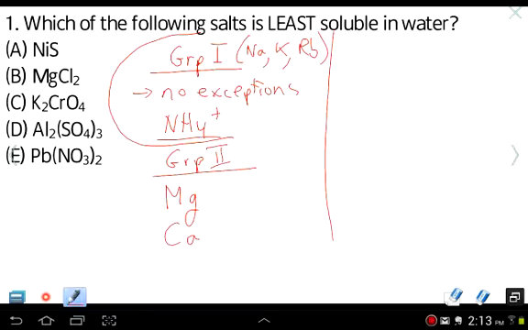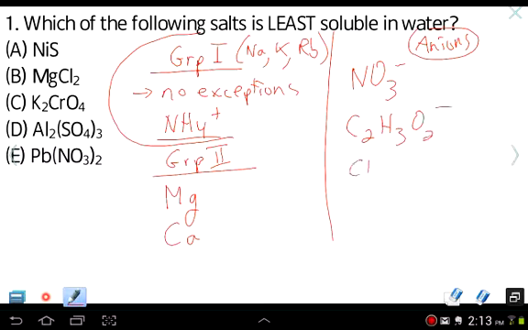On the anionic side, this would be the anions. Very important to remember that nitrates are always soluble. All nitrates without exception are soluble. All acetates without exception are soluble, so C2H3O2-, chlorates, perchlorates are soluble. These were essentially the general rules.